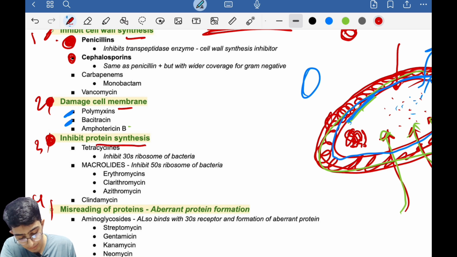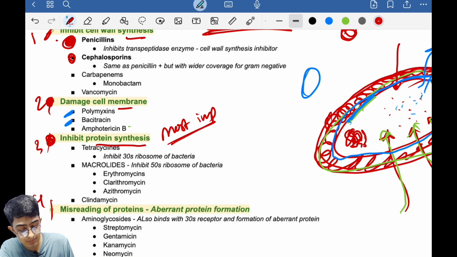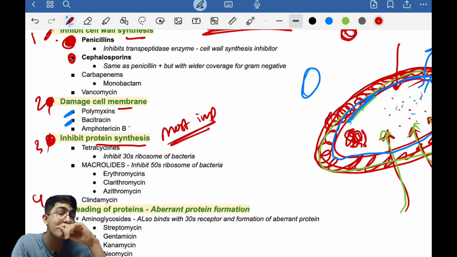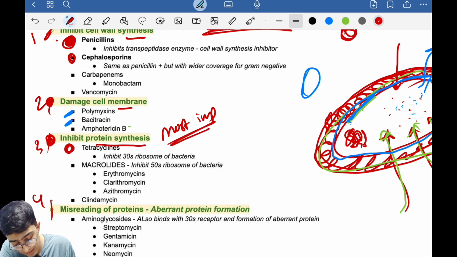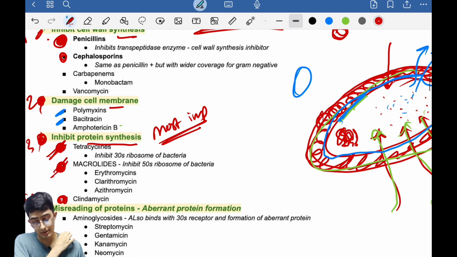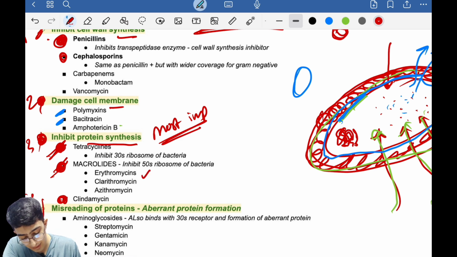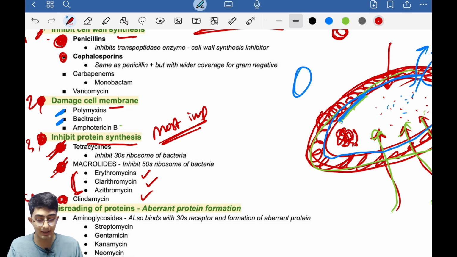Another, probably more important, mechanism is inhibition of protein synthesis. This is one of the most important mechanisms by which antibiotics work, and its examples are tetracycline, macrolides and clindamycin. Just remember tetracycline and macrolide, these are some of the most commonly used drugs. Macrolides include antibiotics like erythromycin, clarithromycin and azithromycin, all of which have the same mechanism of action.